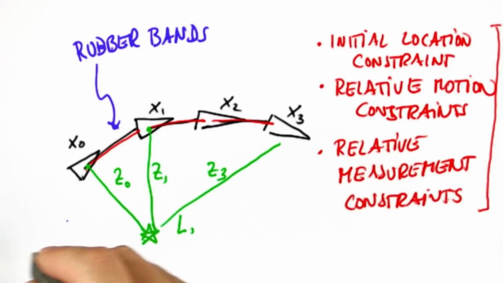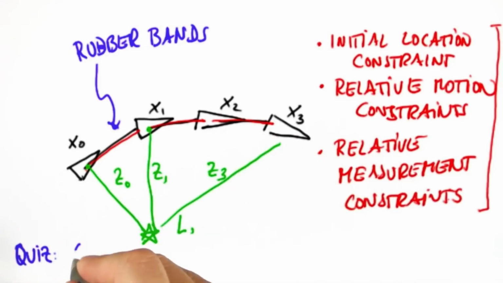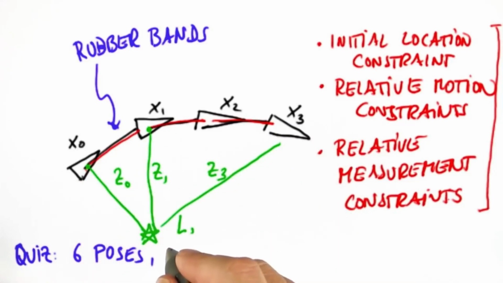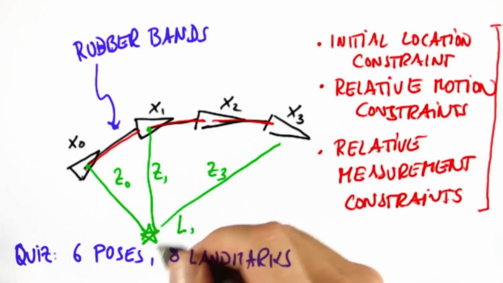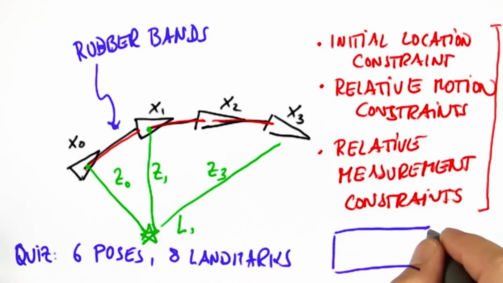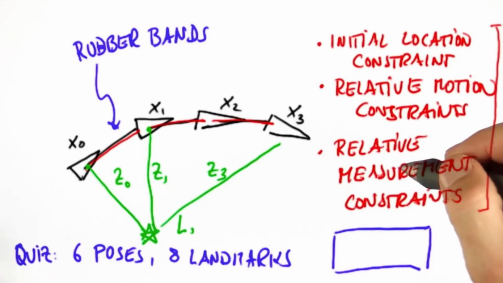Let me ask you a quick quiz that'll take some thinking. Suppose we have 6 robot poses, that is 1 initial and 5 motions, and we have 8 measurements of landmarks that we've seen. These might be multiple landmarks, sometimes the robot saw more than one. The question now is, how many total constraints do we have if we count each of these constraints for exactly one constraint?